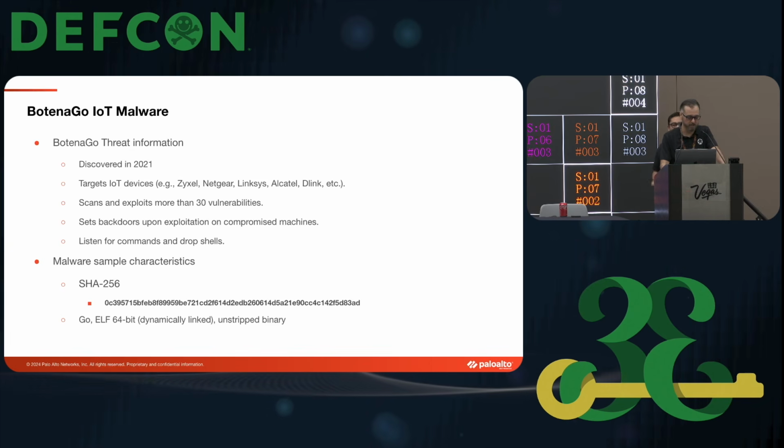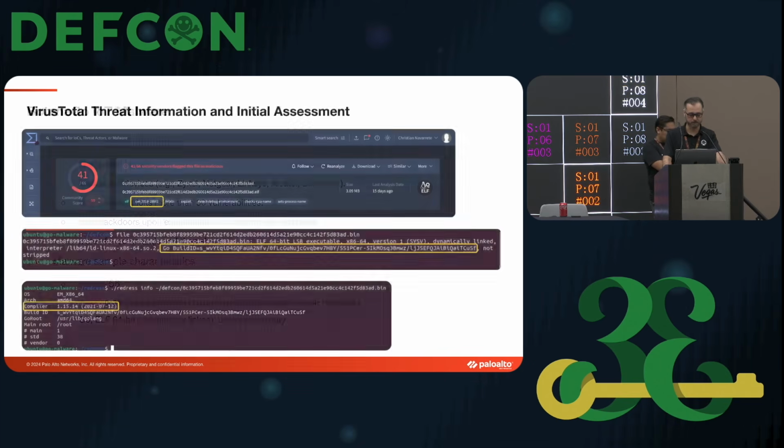It targets IoT devices, and we have seen that a lot of vendors are part of this. This malware performs scans and exploits more than 30 vulnerabilities, and also sets backdoors on open exploitation and compromised machines. It also has a listing of commands and drops additional shells. We have also added here the SHA-256 of the sample in case you want to play with it. This is a Go ELF 64-bit dynamically linked and unstripped binary as well.